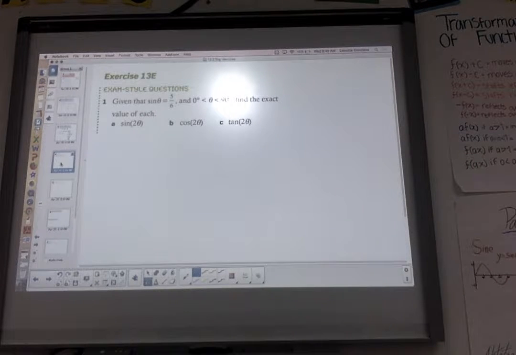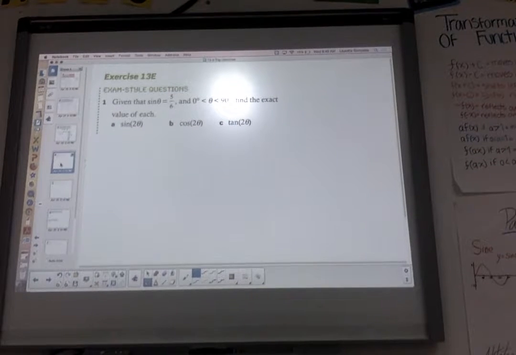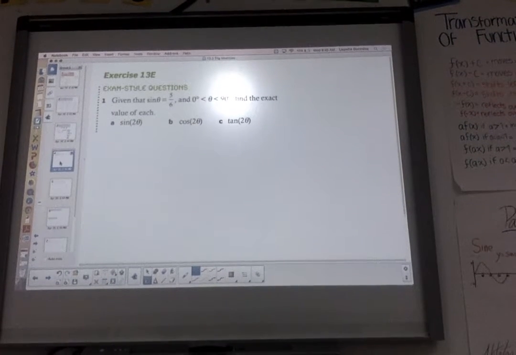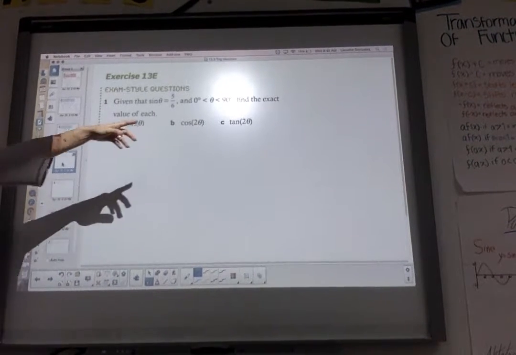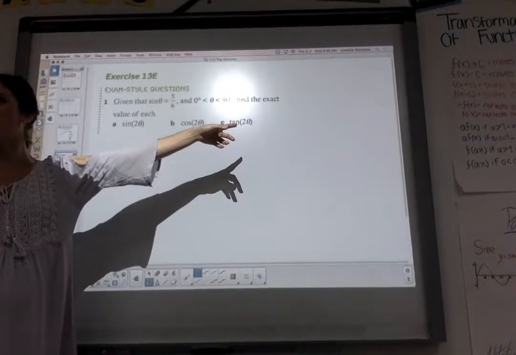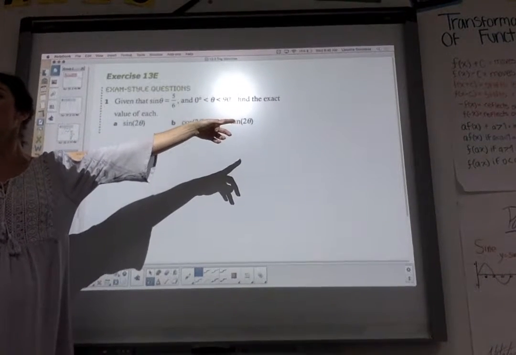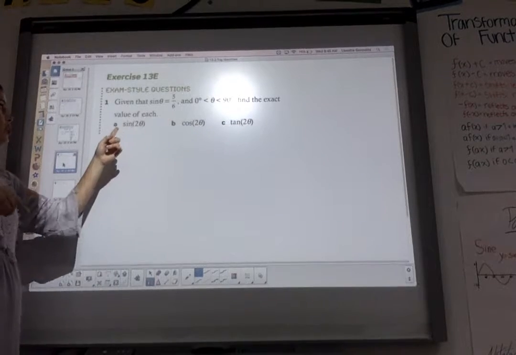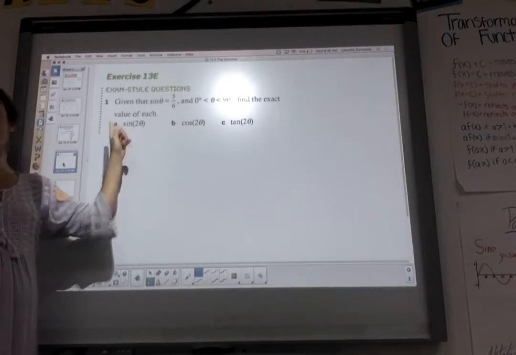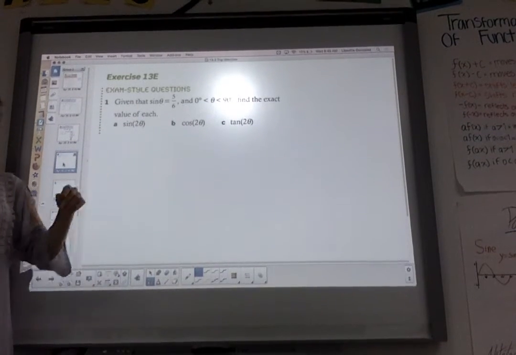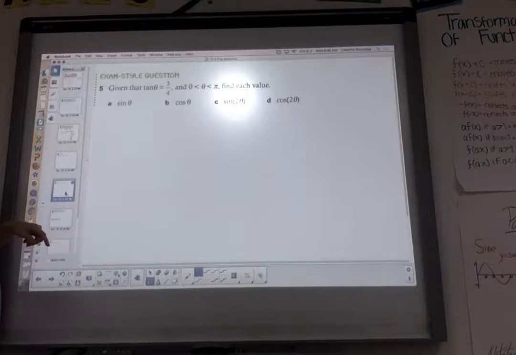What's the answer? Draw your triangle with 7 over 25 in the first quadrant, and then you just do the same thing. What do you do for tan of a double angle? Y over X, so sine 2x over cosine 2x, which is going to be from the previous part A over part B, pretty much. Okay, we're going to skip that, and that one.